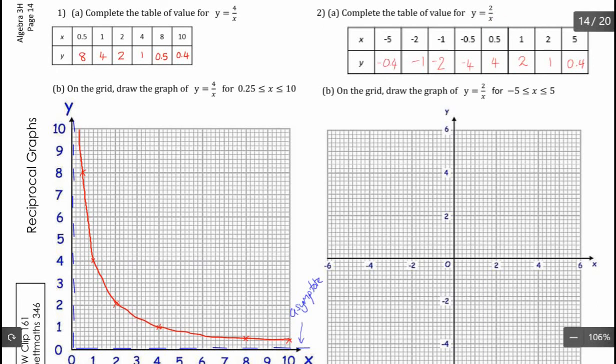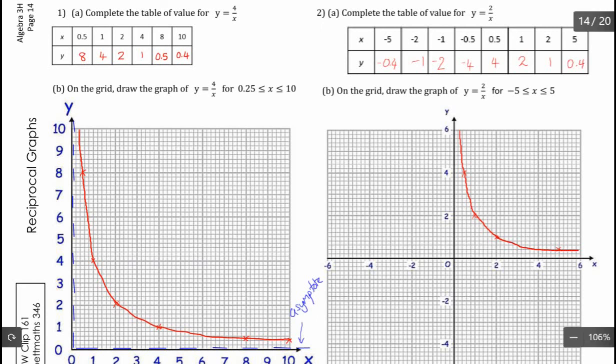Okay, so let's plot these. I'm going to start just by plotting the positive coordinate. So 5, 0.4. There. 2 up to 1. 1 up to 2. And 0.5, 4. Okay, so I will actually have the same sweeping shape that I had in question 1 over here as well. And I know I don't have coordinates to go further than those points, but I know what general shape it will make, so I'll keep going a little bit.